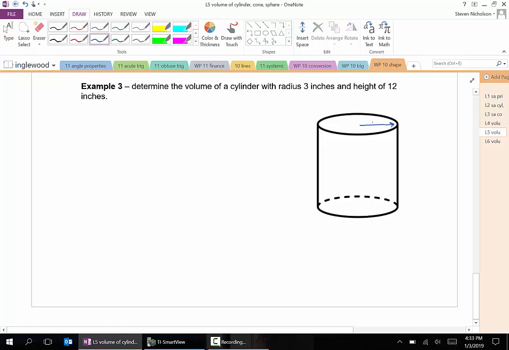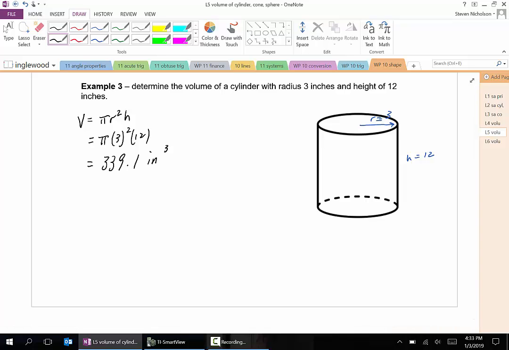And finally, our last shape is a cylinder. And again, cylinders have a radius. In this case, it's 3 inches. And we have a height of 12 inches. And our formula is area of the base, pi r squared, times the height. And when we plug all our numbers in and we get out our calculator, we get 339.1 cubic inches.